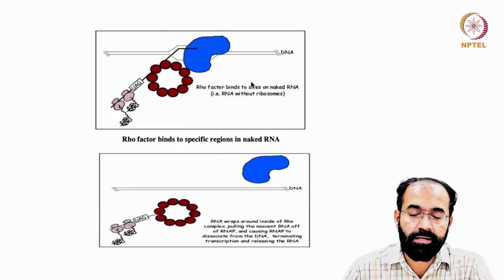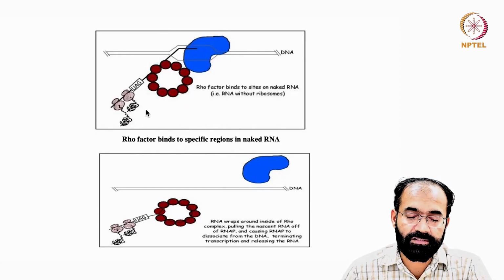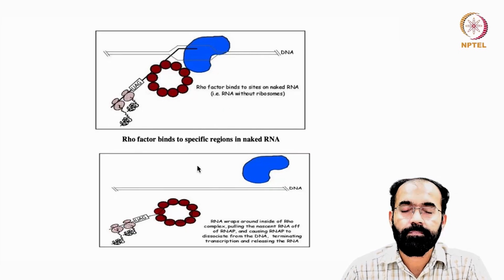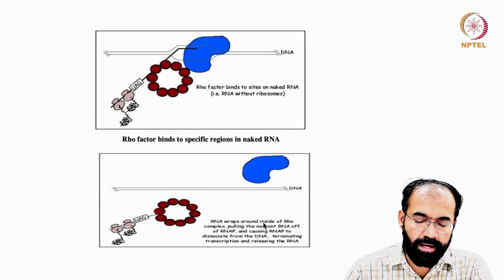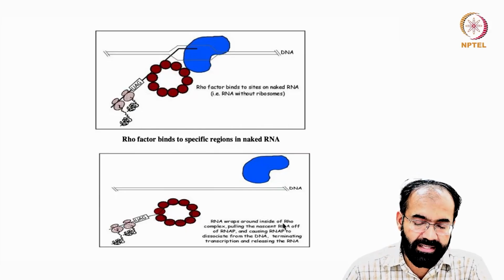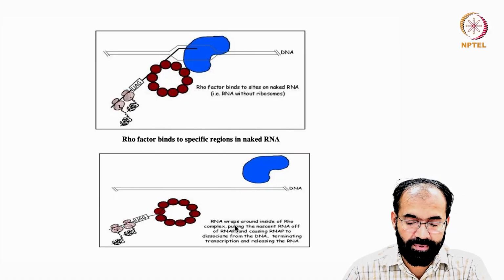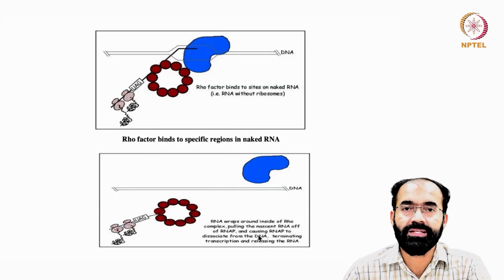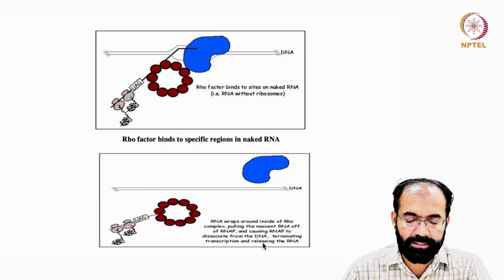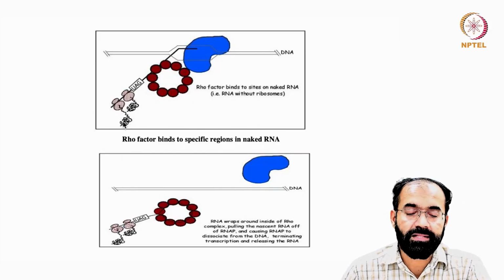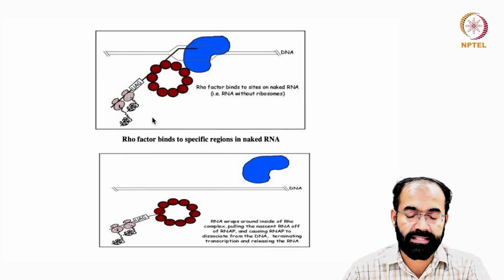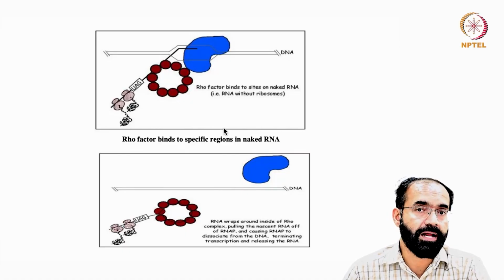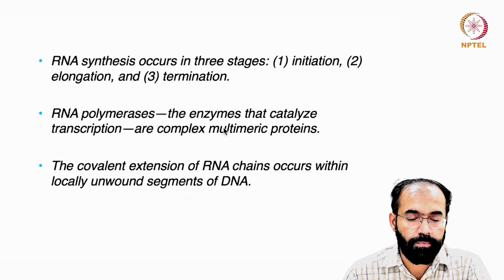And if Rho factor binds to the sites on the naked RNA as soon as this is completed, then it can enhance the rate of detachment. So RNA wraps around the outside of the Rho complex, pulling the nascent RNA off the RNA polymerase, RNAP meaning RNA polymerase, and causing the RNA polymerase to dissociate from the DNA, terminating the transcription and releasing the RNA. Remember, there are multiple ribosomes standing in a queue. So the first one has completed, and the second, third, fourth, like that it will continue to complete, and newer ribosomes are adding from the 5' end.